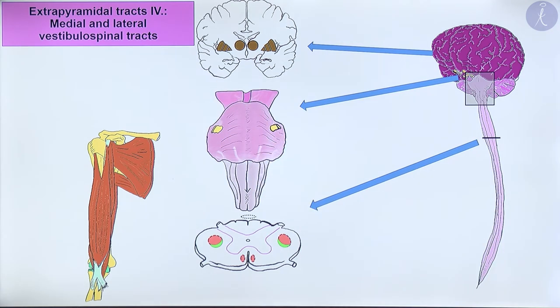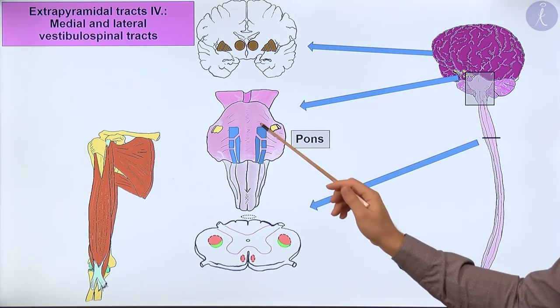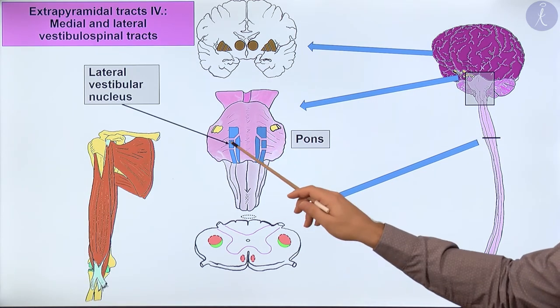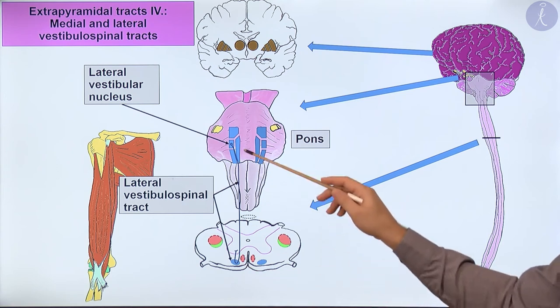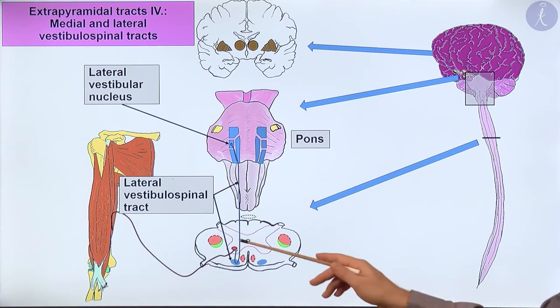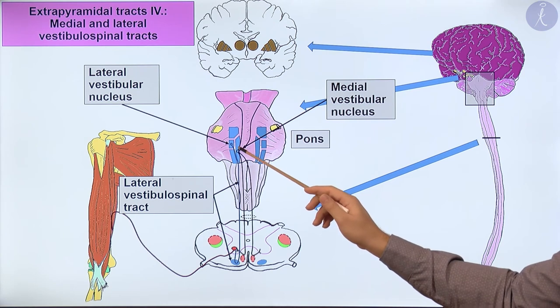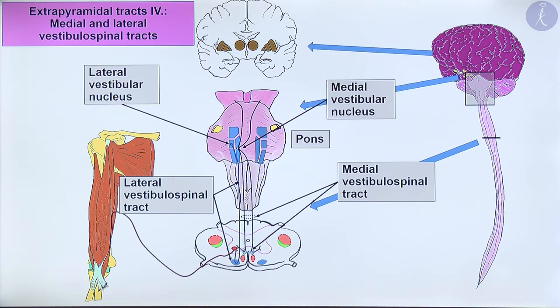The medial and lateral vestibulospinal tracts would be the last that I introduce. They are located at pons level. In the pons, we can see four vestibular nuclei: a superior, a lateral, an inferior, and the medial one. The first tract especially comes from the lateral vestibular nucleus, descends in the anterior funiculus of the spinal cord, and forms the lateral vestibulospinal tract, innervating the lower motor neuron. Meanwhile, the medial vestibular nucleus is the place where the medial vestibulospinal tract starts and descends in the anterior funiculus and finishes on the lower motor neurons.